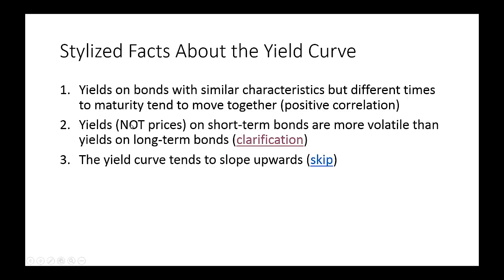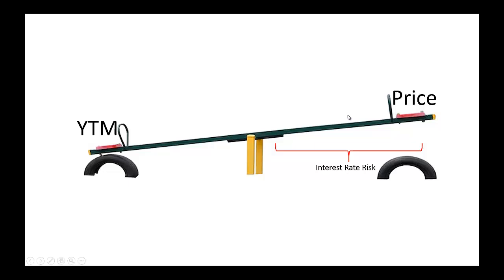So that's confusing, because what I just said about the yield curve is that the yields on short-term bonds are more volatile than the yields on long-term bonds. But what we said yesterday is that the prices on long-term bonds will swing more widely. There will be greater volatility in the price of long-term bonds than short-term bonds. That seems, on the surface, to be contradictory.